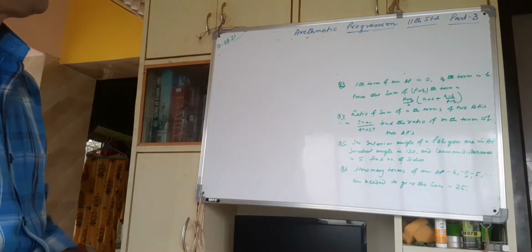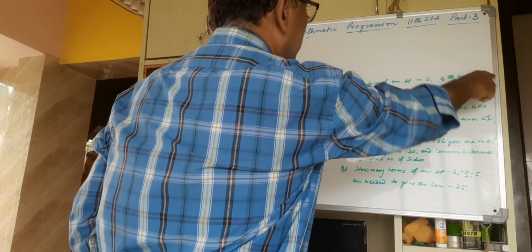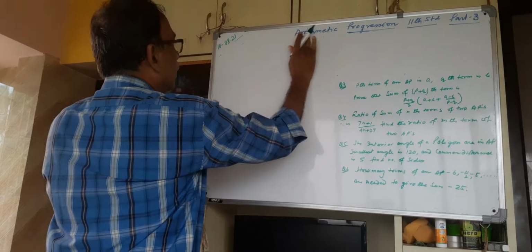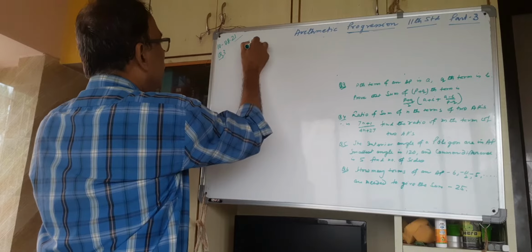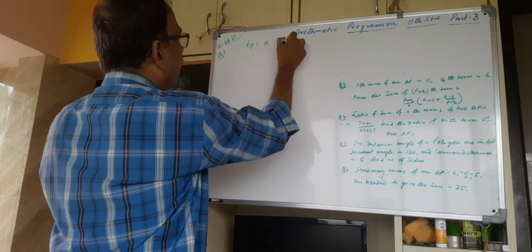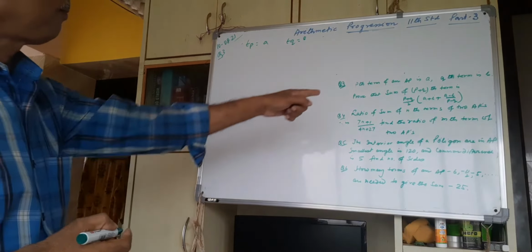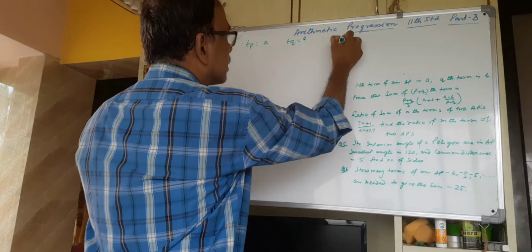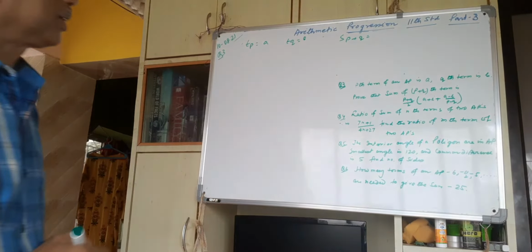Question number 3. The Pth term of an AP is A, the Qth term is B. Here, TP is A and TQ is B. We have to find the sum S of P plus Q terms.